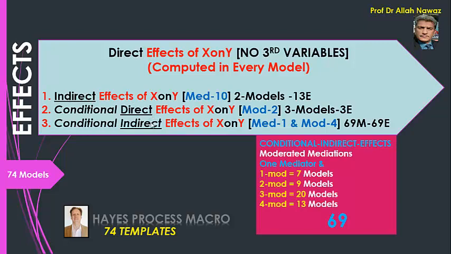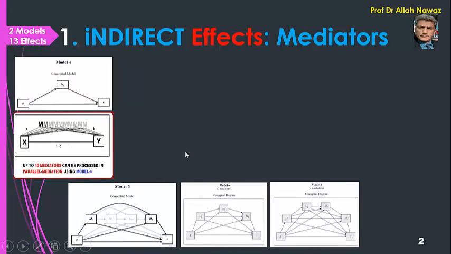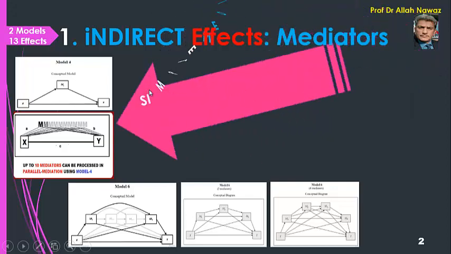So let's move ahead and check each of these effects one by one: indirect effects, conditional direct effects and conditional indirect effects. The first is indirect effects through mediators. In this category, as we have said, we have 2 basic models, model 4 and model 6. However, these 2 models can be used to create 13 effects.